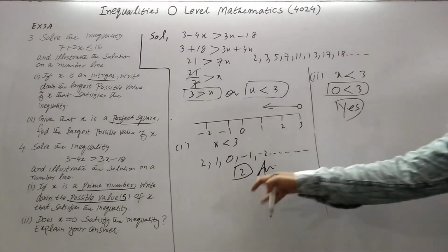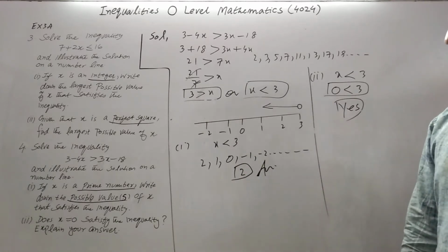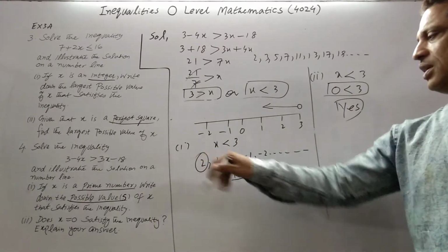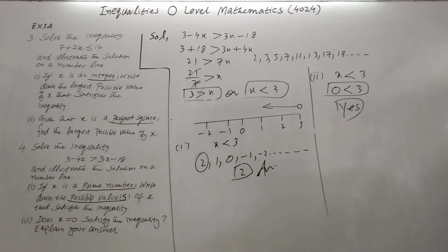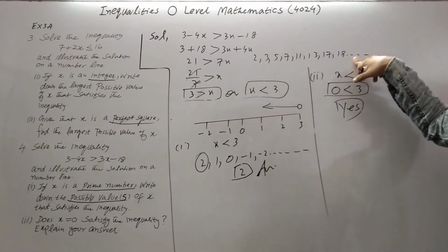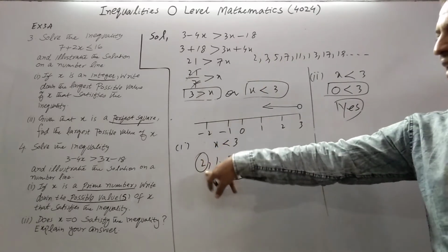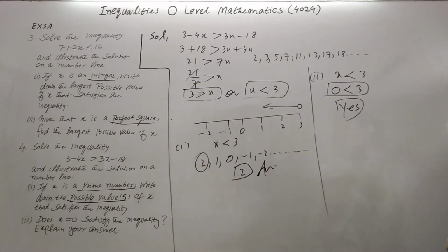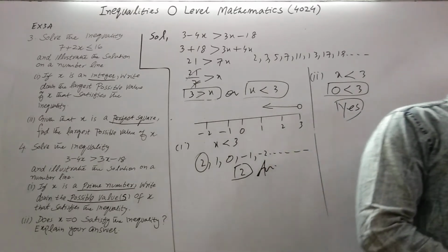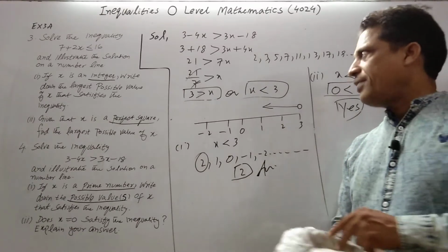And this is the answer of part 1 because x is a prime number. So only one prime number is this, and all numbers are after minus 2 and minus 3. So only one value of x is a prime number satisfying the inequality. I hope you understand. This is question number 4. Come to question number 5.